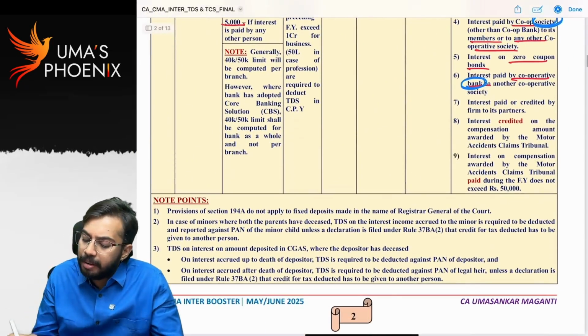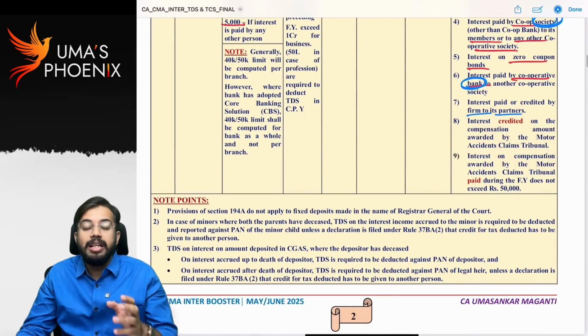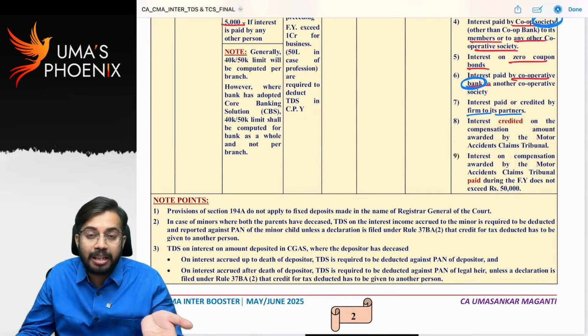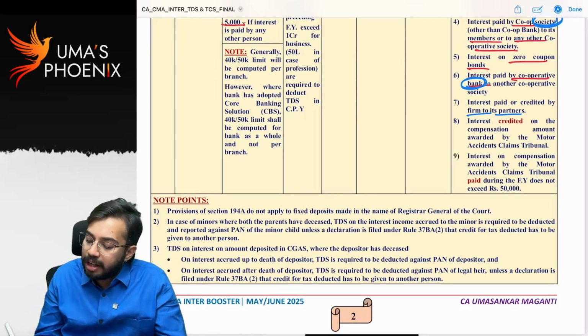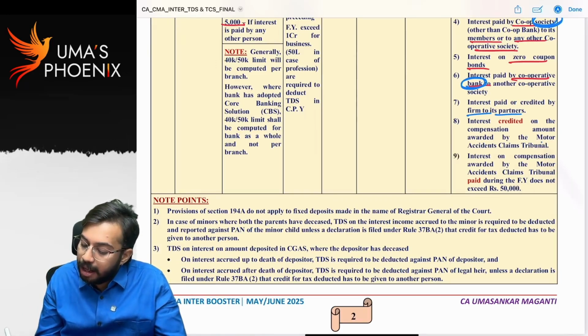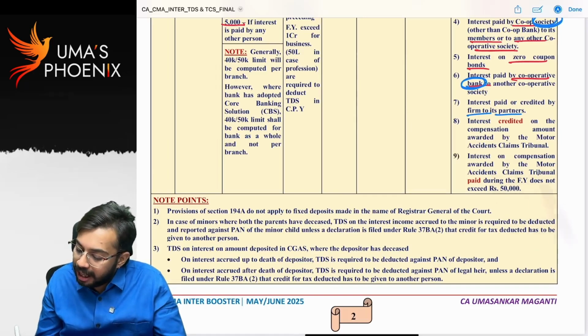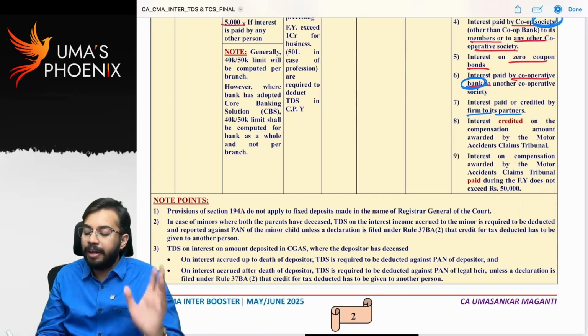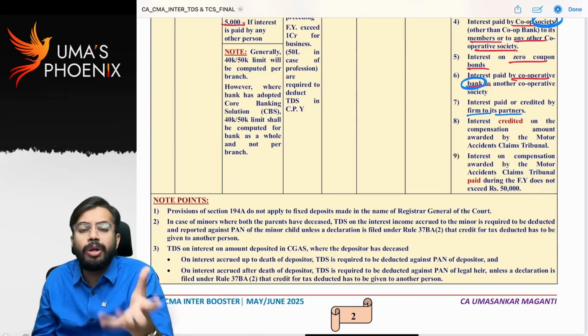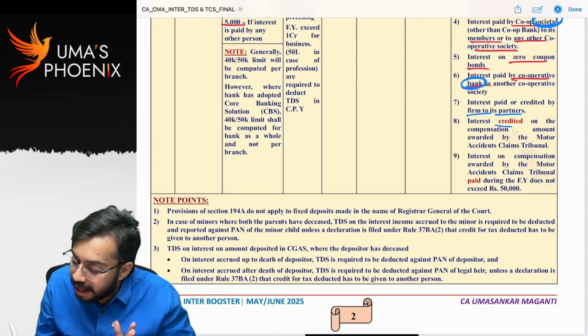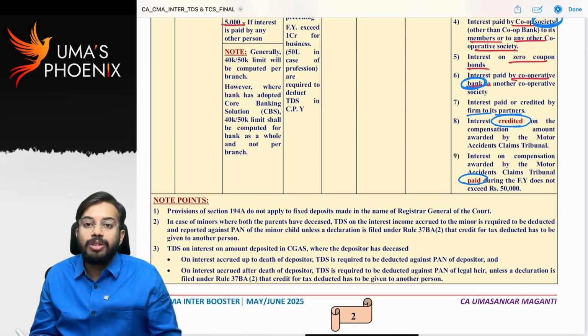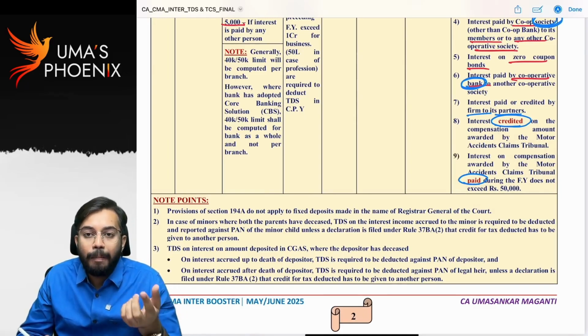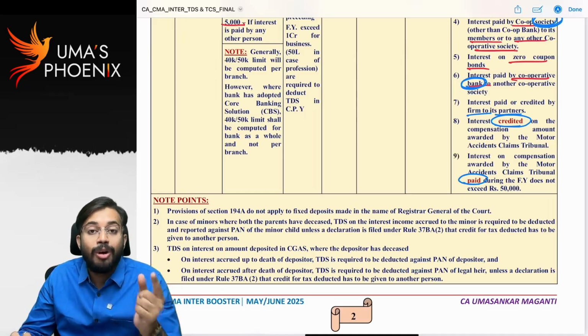Next, interest paid or credited by partnership firm to its partners. Whenever partnership firm pays interest to its partners, on such interest, TDS is not required to be deducted under section 194A. Interest credited on compensation amount awarded by Motor Accidents Claim Tribunal. Interest on compensation awarded by Motor Accidents Claims Tribunal paid during financial year does not exceed 5,000. Sir, 8th point and 9th point both are looking similar. What is the difference? 8th point credited, 9th point paid. So whenever interest is credited by Motor Accidents Claim Tribunal, at the time of credit it is not required to deduct TDS, only at the time of payment.